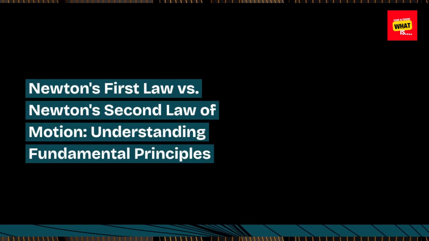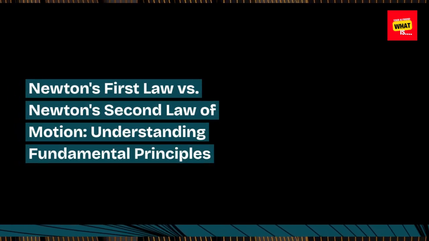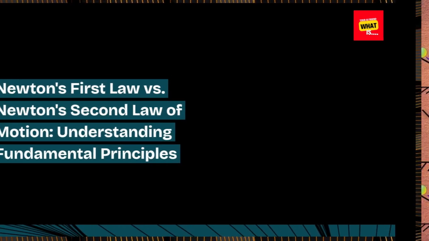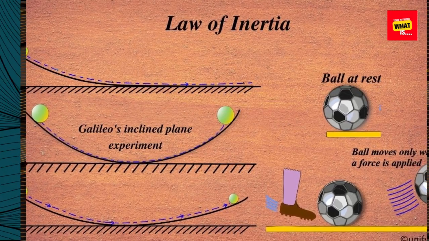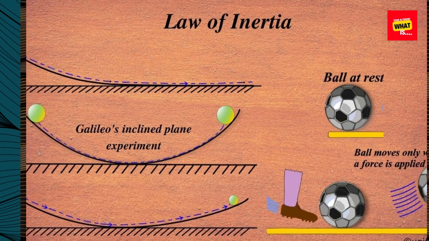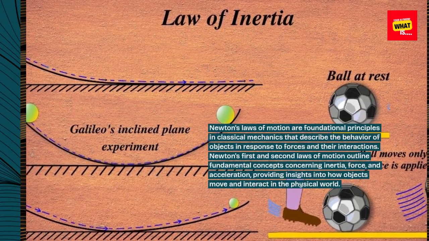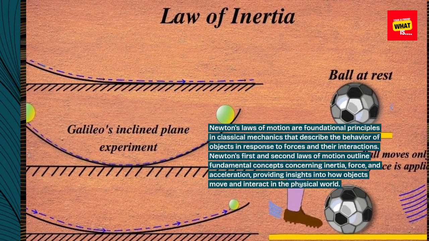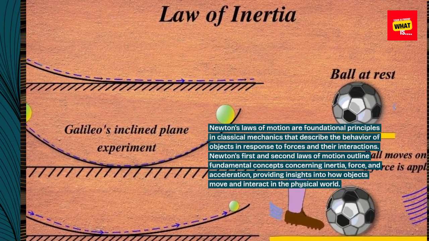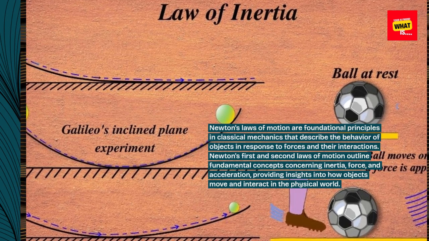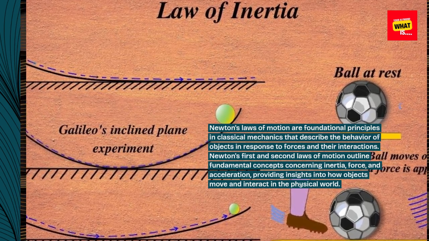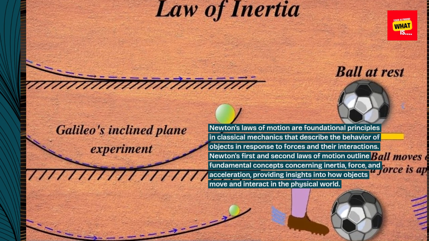Newton's first law versus Newton's second law of motion. Understanding fundamental principles. Newton's laws of motion are foundational principles in classical mechanics that describe the behavior of objects in response to forces and their interactions. Newton's first and second laws of motion outline fundamental concepts concerning inertia, force, and acceleration, providing insights into how objects move and interact in the physical world.